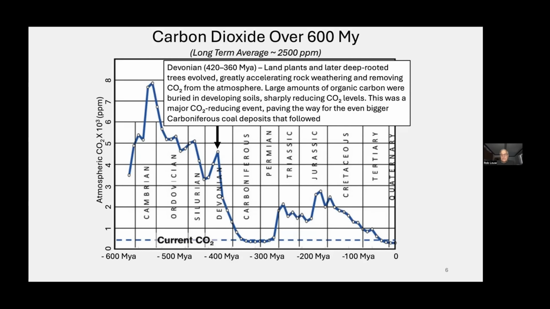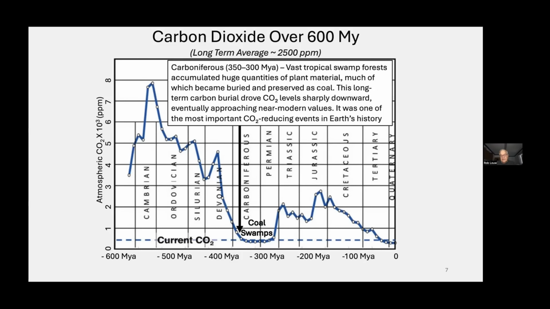We then move on to the Devonian period, which is when land plants and later deep-rooted trees evolved, greatly accelerating rock weathering and removing CO2 from the atmosphere. Large amounts of organic carbon were buried in developing soils, sharply reducing CO2 levels. This was a major CO2 reducing event, paving the way for even bigger Carboniferous coal deposits that followed.